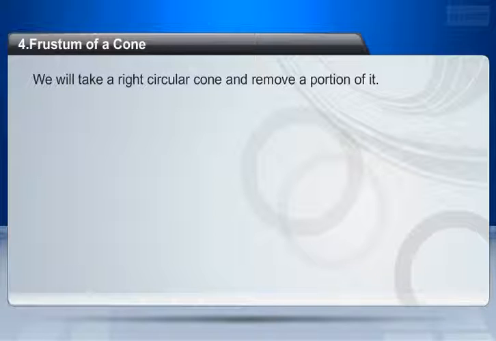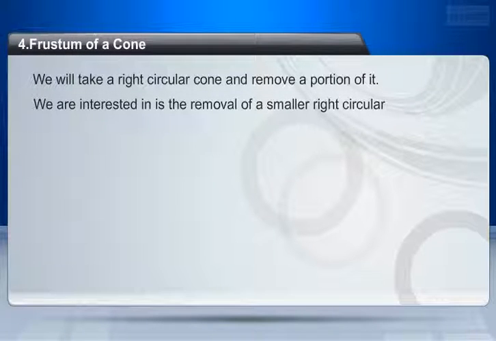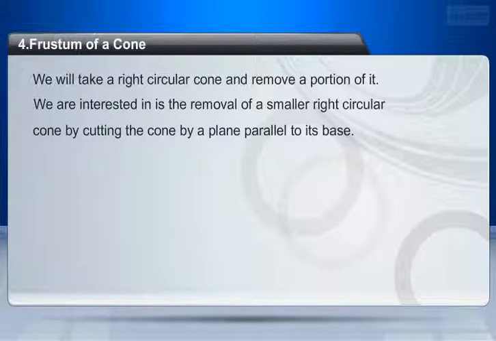Let us know about frustum of a cone. Consider a scenario. We will take a right circular cone and remove a portion of it. There are so many ways to remove. But one particular case that we are interested in is the removal of a smaller right circular cone by cutting the cone by a plane parallel to its base.